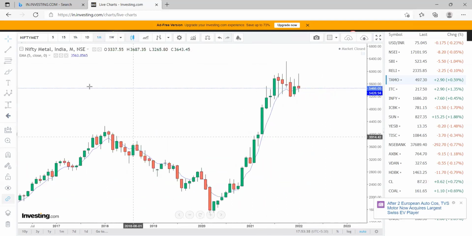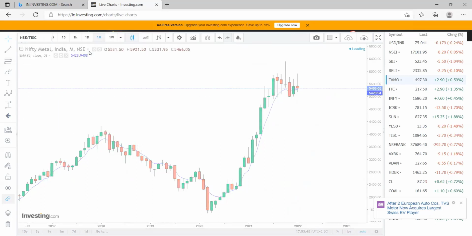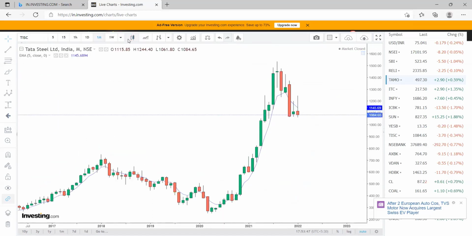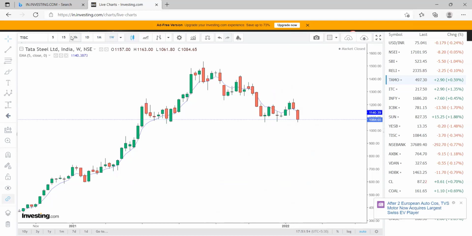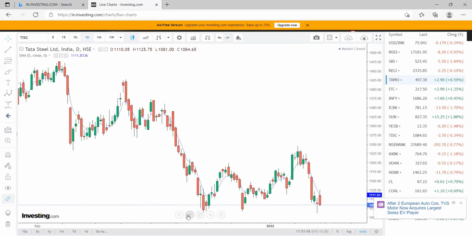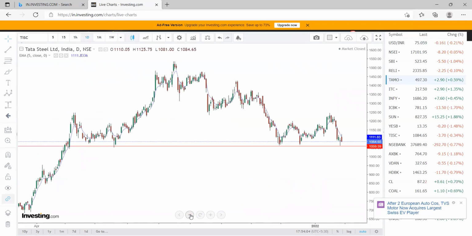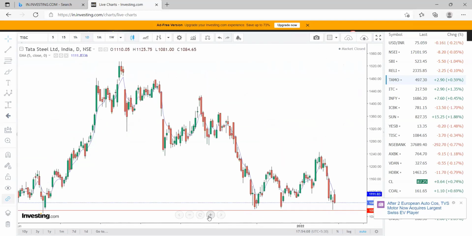Individual stocks, let us see something like Tata Steel. Tata Steel still on monthly below the 5 EMA, and on weekly also below 5 EMA. Daily also below 5 EMA. So wait, one basic concept which I told you always was to look out for at least price closing above 5 EMA when you buy. There is a support here. So as a conservative trader, possibly you can buy here.